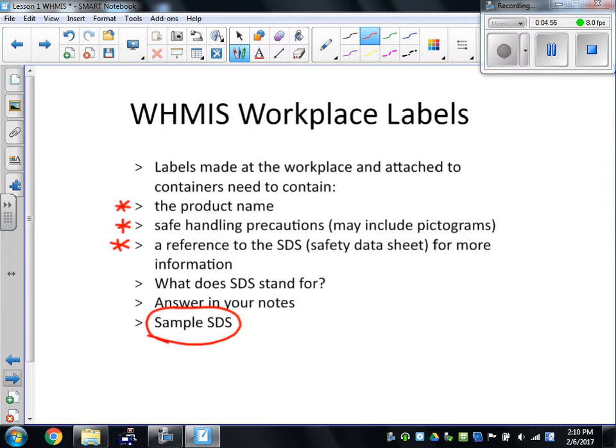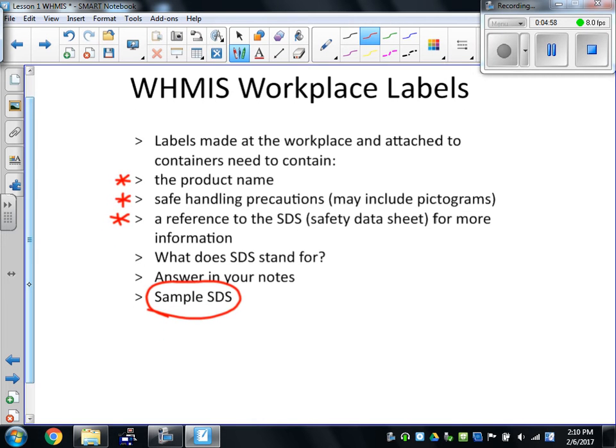So they need to contain a product name, safe handling precautions, like I said, it may include a pictogram and a reference to the SDS, or the safety data sheet, for more information. So quite often these chemicals will have this information on the label, but there'll also be a safety data sheet that goes with it. And usually it's in a binder somewhere.